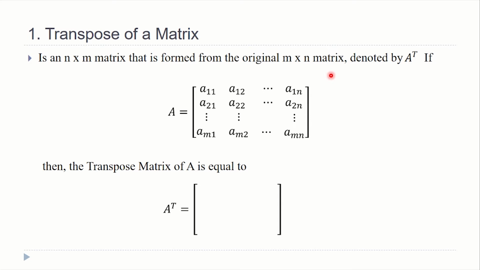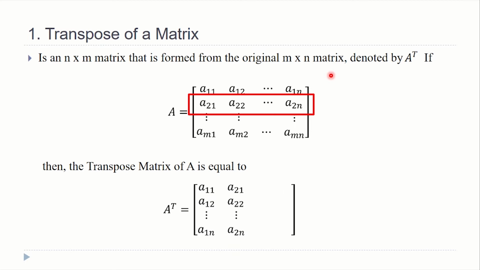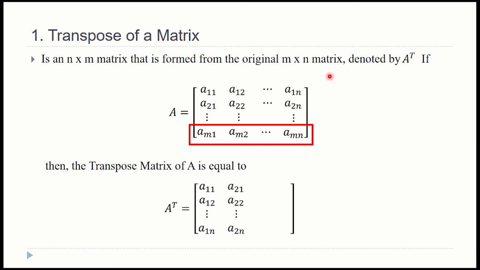If A is equal to A11 to Amn, then the transpose matrix of A is equal to: the first row of your matrix will become the first column of your transpose matrix. The second row of your matrix will become the second column of your transpose matrix. The mth row of your matrix will become the nth column of your transpose matrix.